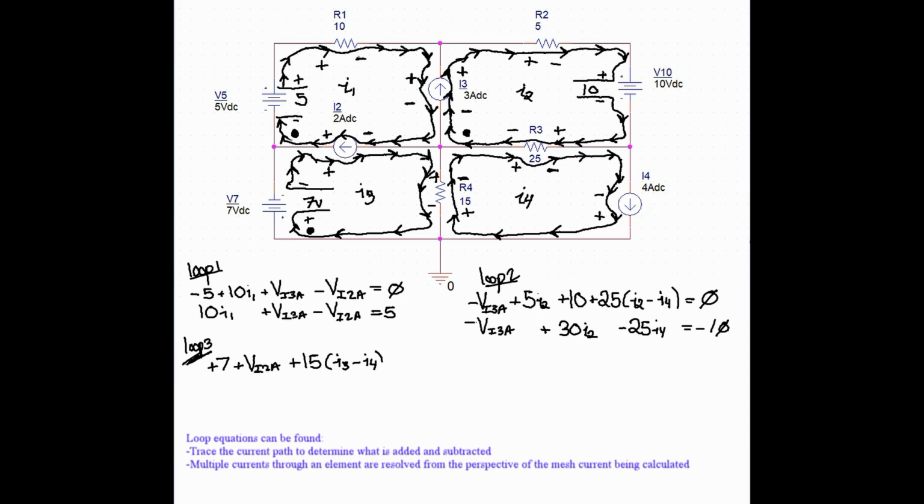Now for the third subsection of the circuit, once again, tracing clockwise, we get this equation. And again, it's going to be 15 times I3 minus I4 for exactly the same reasons that were just discussed. And the loop 4 equation is here.